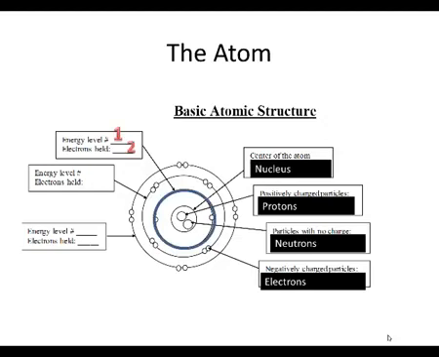Energy level number 1 around the nucleus can hold up to 2 electrons. Energy level number 2 can hold up to 8 electrons. And energy level number 3 can hold up to 8 electrons as well. We do have energy levels outside of 3. However, for this class we will not get into anything further out than the 3rd energy level.